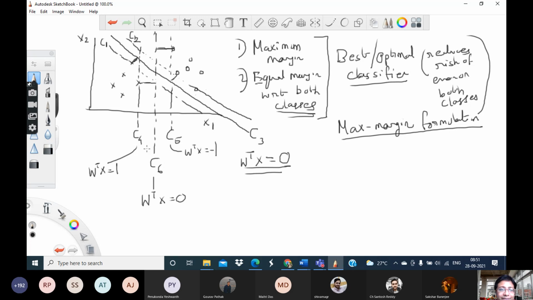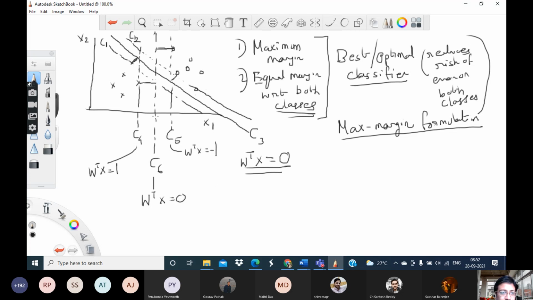Note that I do not know W at this stage. I am just saying that any generic marginal classifiers like this can be expressed in this form. If it cannot be done, then you have to transform the data so that it can be done. And once you have the marginal classifiers like that, you can also get W transpose x equal to 0.